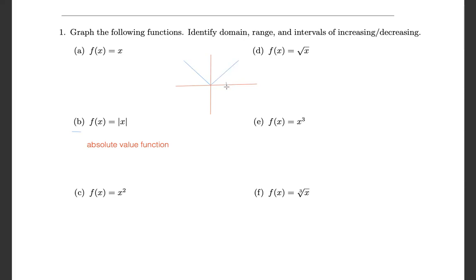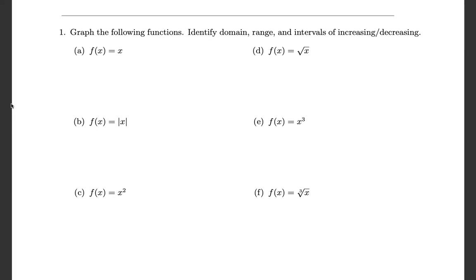Let's just mark one. Let's say this is a positive x, right? The function value equals f of x. If it's a negative x, the function value equals the absolute value of x. Okay, that's B, the absolute value function. It's a V shape. Now let's see C.